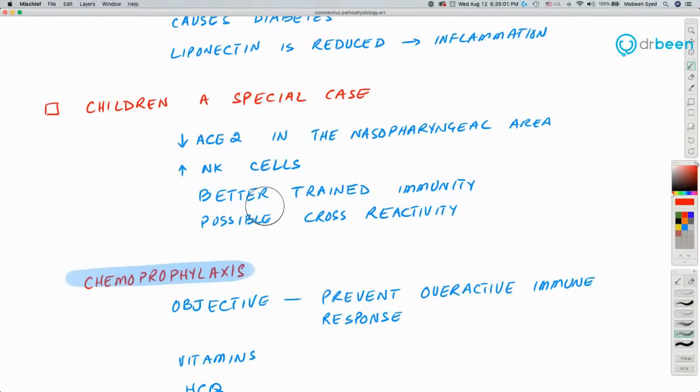Then children have a better trained immunity. Trained immunity is the concept used for the innate arm of the immune system, which is better trained or has memory. So the other coronaviruses may have trained the innate arm, which causes the children to respond well. Then children may have better cross reactivity. There are frequent respiratory infections in children, which allow their respiratory immune system to become a little better trained to handle other respiratory infections. So children usually are in a better situation.